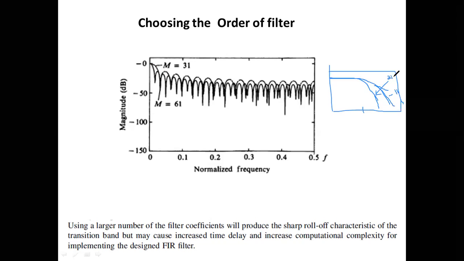So from the performance point of view, if economy is not your concern and you are only into performance, then higher order filters are always better because they produce a sharp roll-off characteristic of the transition.